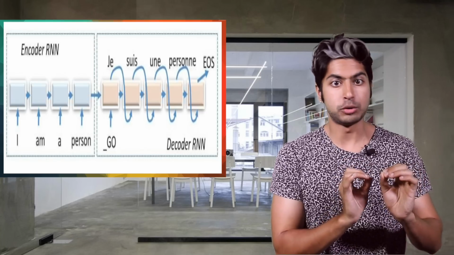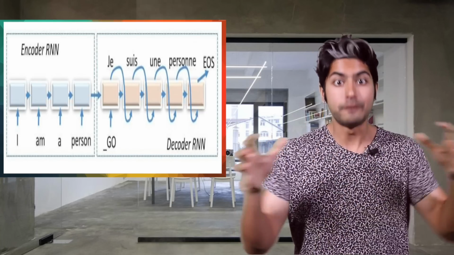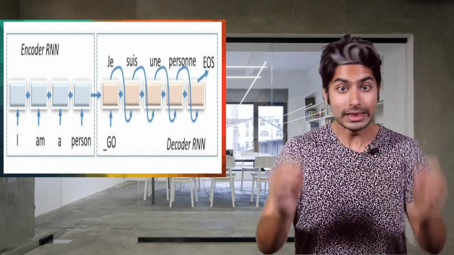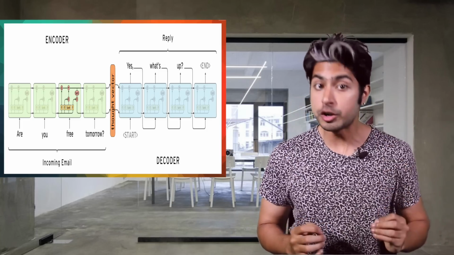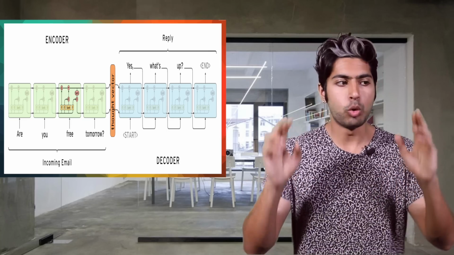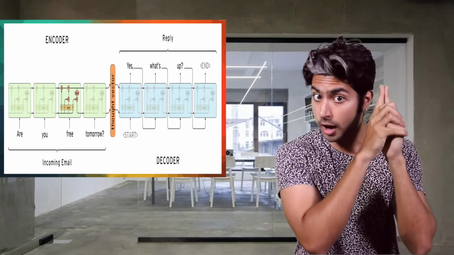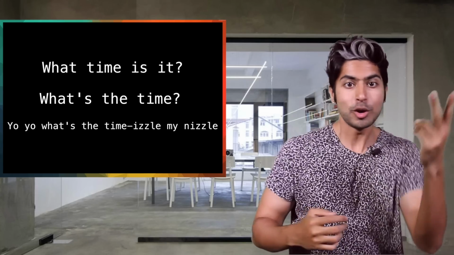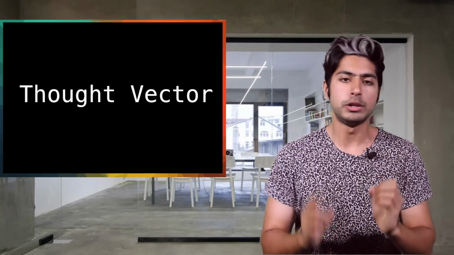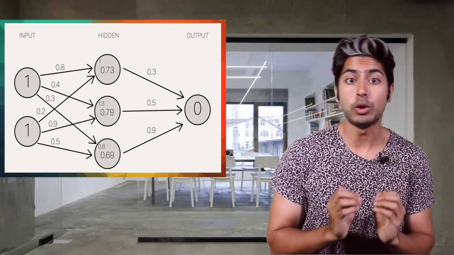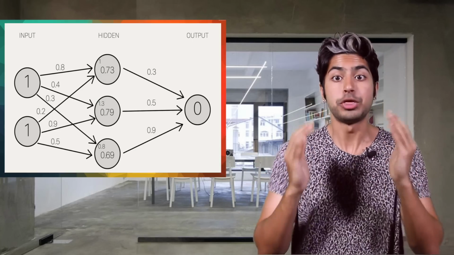The encoder LSTM turns the input sentence of variable length into a fixed dimensional vector representation. We can think of this as the thought vector. So given a large enough data set of questions and responses, it will recognize the closeness of a set of questions and represent them as a single thought vector. What time is it? What's the time? Yo, what's the time? Izzle, my nizzle will all fall into a single thought vector. So after training, we'll have a huge set of not just synapse weights, but thought vectors as well.